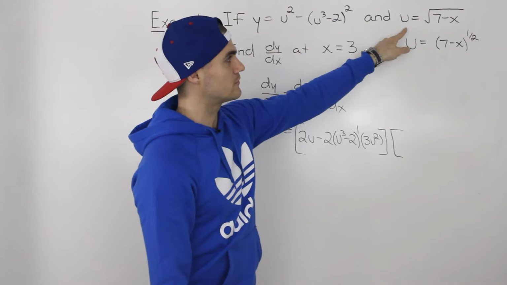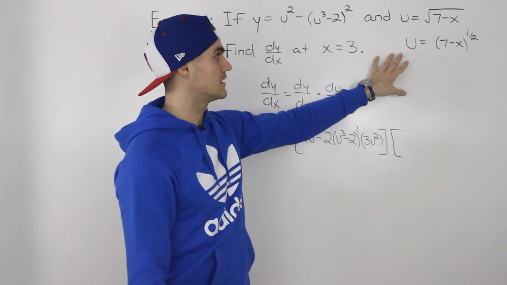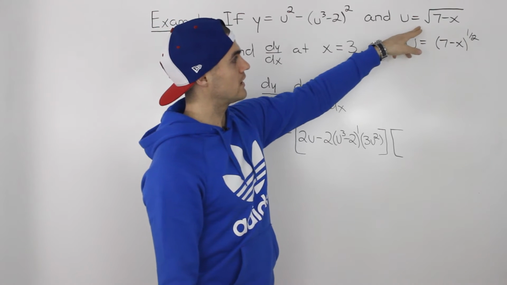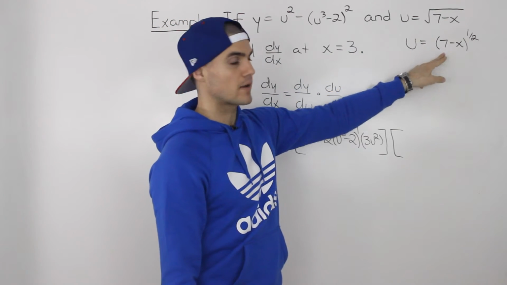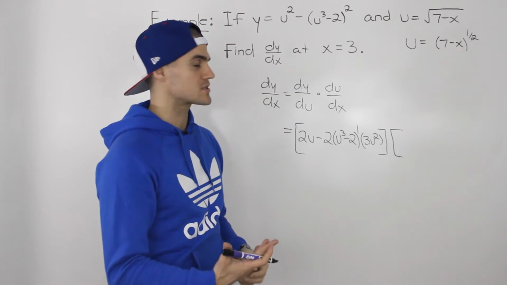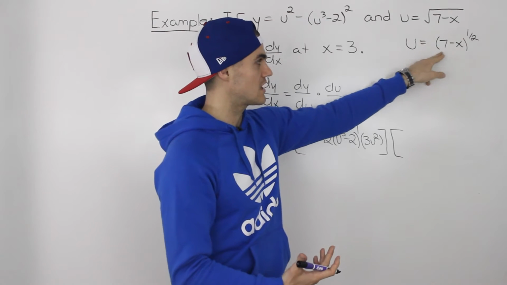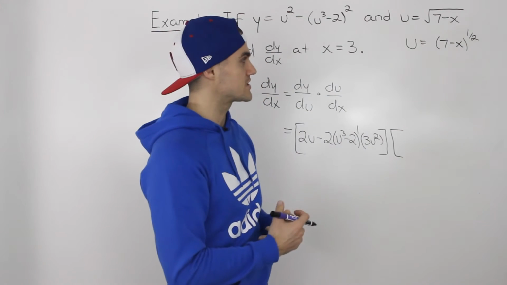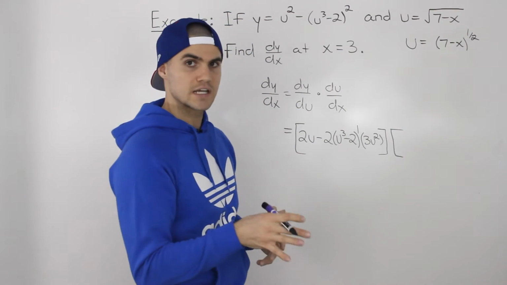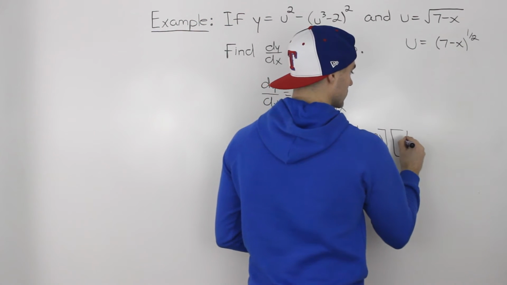So we have to find the derivative of this function here, the derivative of u in terms of x. So notice how we can rewrite the square root of 7 minus x as 7 minus x to the power of a half. And again, to find the derivative of that, we just apply the chain rule because it's a function within another function. The inner function is 7 minus x, the outer function is x to the power of a half. So we take the derivative of that outer function first, so we bring the 1/2 down.